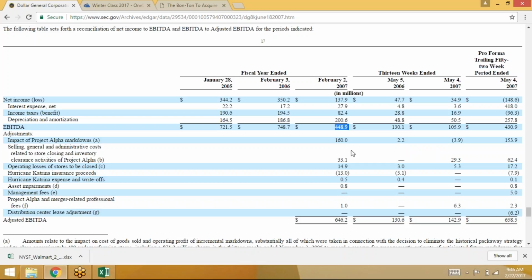I wouldn't use any adjustments they make. I'd be biased against adjustments. I always think that adjustments that they make are going to be in favor of the company. I would just do straight reported EBITDA.